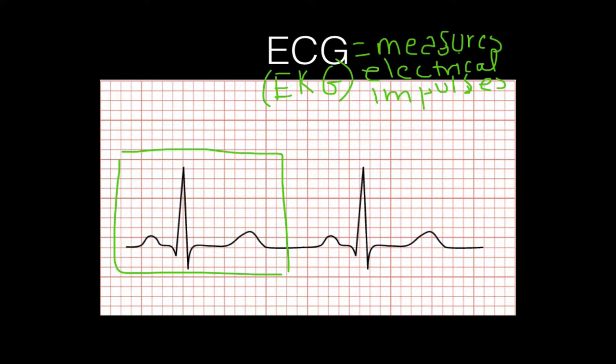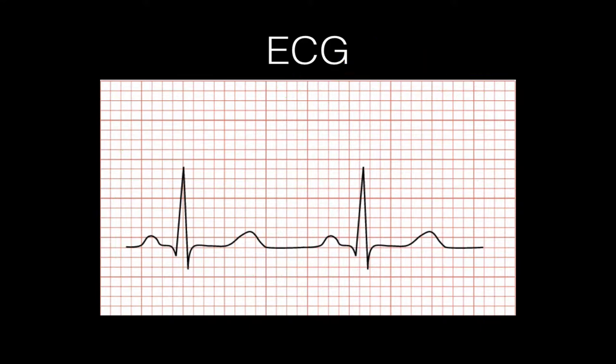We can tell how well the atrium and the ventricles are contracting, and we can tell if there's any sort of misfiring. The ECG has the P wave, the QRS complex, and then the T wave. That is one cardiac cycle.